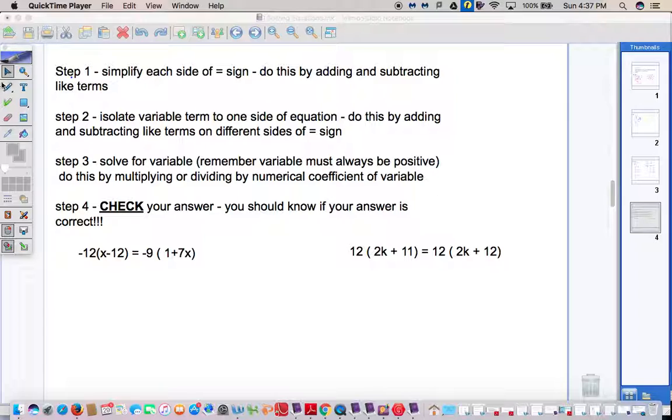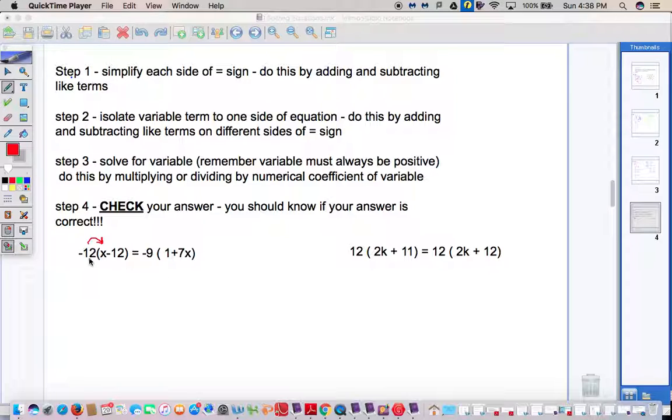Okay, so if we look at this first question, we have negative 12 times (x minus 12) equals negative 9 times (1 plus 7x). So our first step is to simplify each side of the equal sign. And we do that by following the order of operations. The order of operations says work inside the parentheses first, but we can't combine x and 12 because they're not like terms. And we can't combine 1 and 7x because those aren't like terms either.